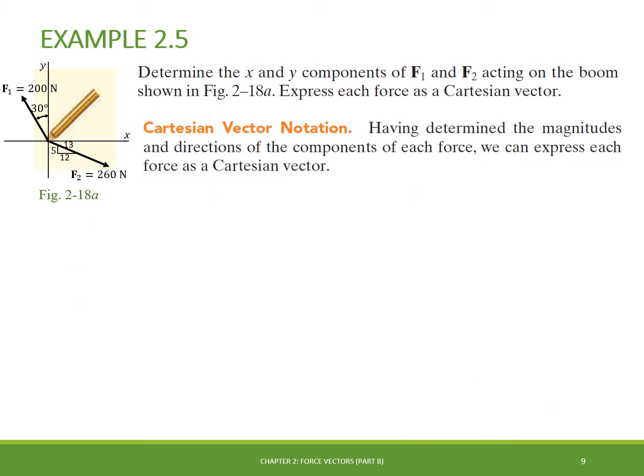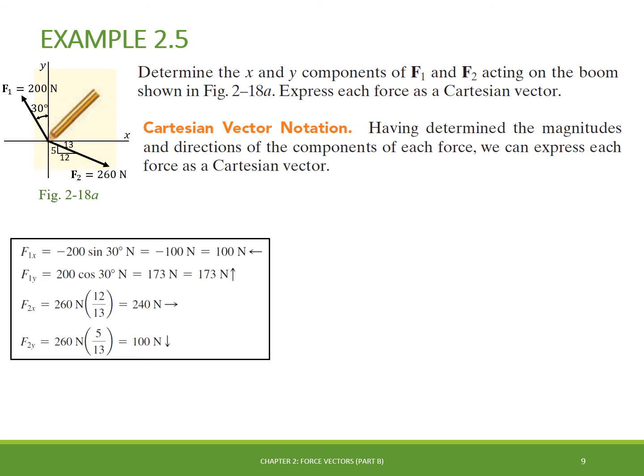Then, we have to solve the second part of the problem. Since we have already calculated the magnitudes of all components of F1 and F2, all we have to do is take the x and y components of F1 and write them in the Cartesian vector notation. We do the same for F2, and then we get the final answers.